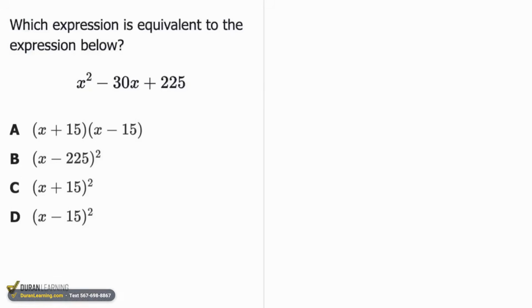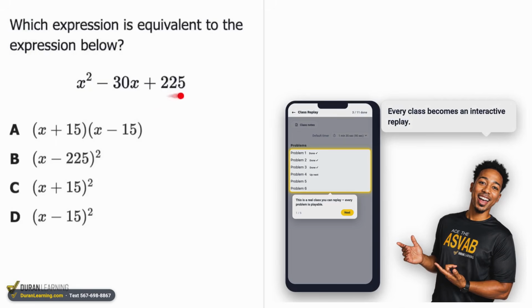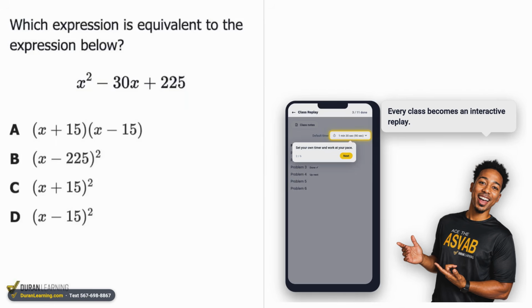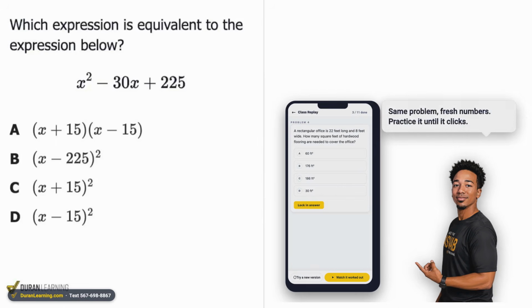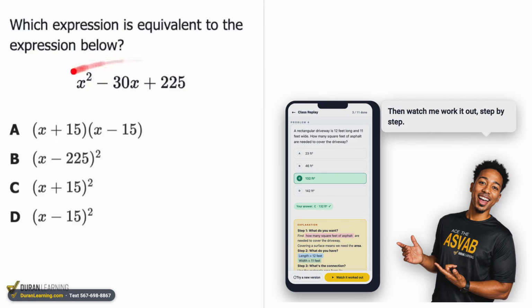Which expression is equivalent to the expression below? We have x squared minus 30x plus 225. To take care of business here, we understand that we're trying to factor this trinomial, and we have two options. We can either start with the answer choices and do trial and error, or we can try to factor this out.